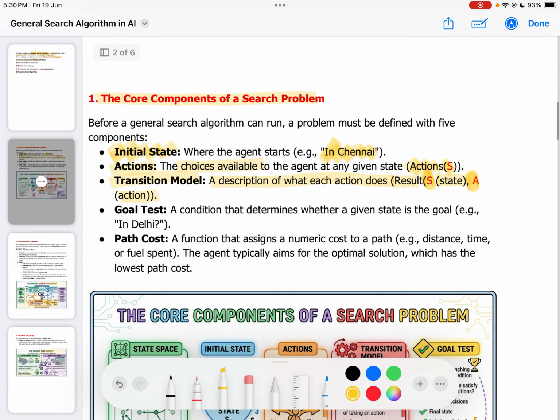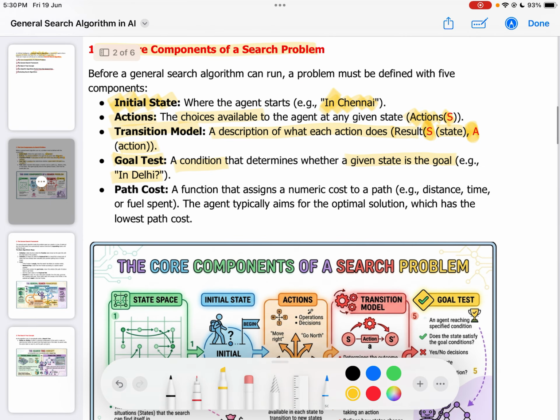Next is the goal test. Once you reach the next state, it has to check whether it is the goal state. Have we reached the destination? If it is not the destination, it will continue searching. So this is the condition that checks whether the given state is the goal state or not. Let's say in Delhi, have we reached Delhi? This is the goal test.